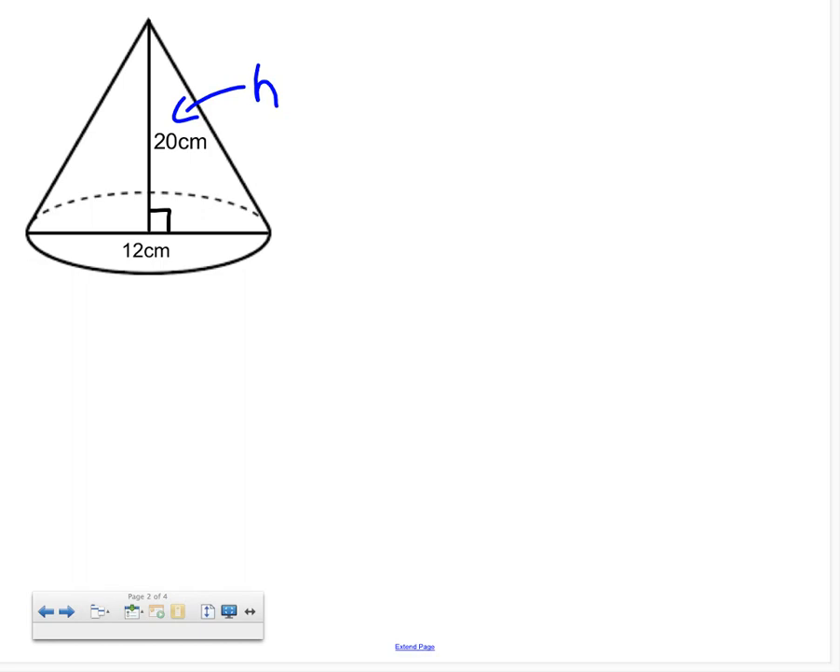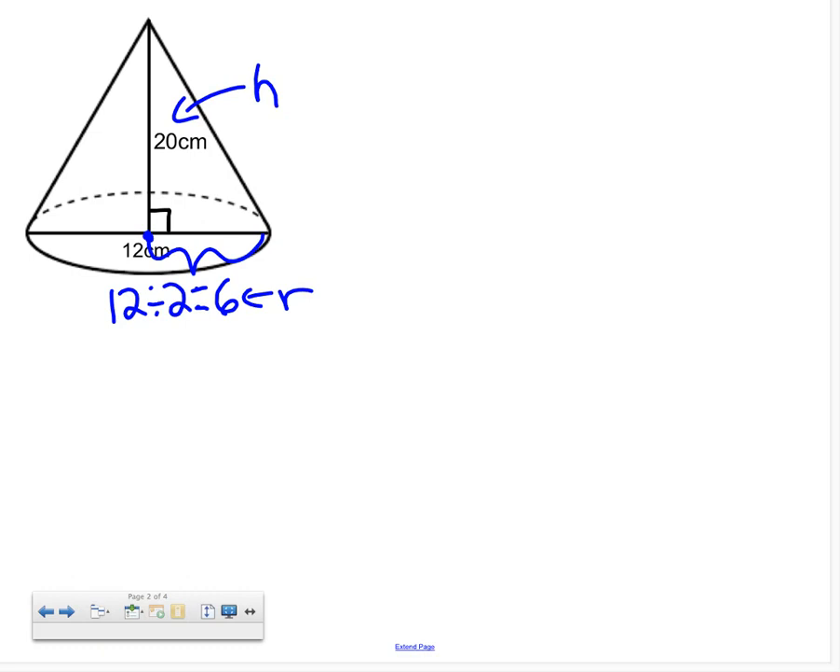So remember, the diameter is the line from edge to edge through the center. The radius is simply the line from the center here all the way to the edge. That's the distance we need. So what we're going to do is take our diameter, cut it in half, and we'll get our radius of 6. So every now and then you have to be careful, even with cylinders, to make sure they give you the radius, not the diameter.